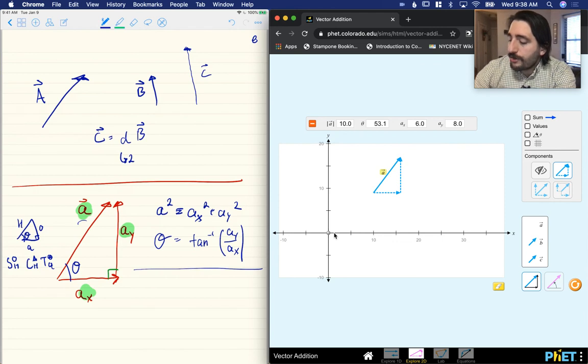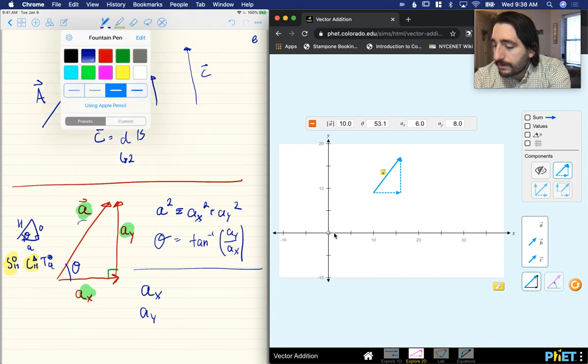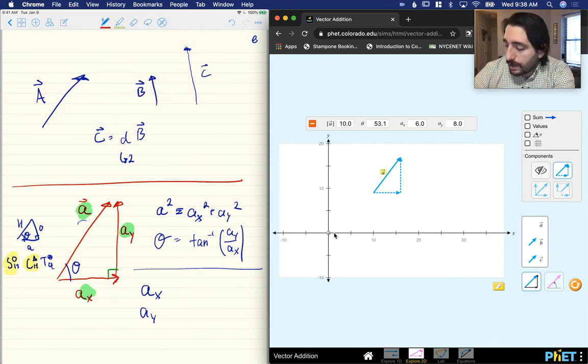We can also go the other direction and say, what is A sub x and what is A sub y based off of the original vector A and the angle that it makes? And to do that, we're just going to use our other two trig identities. In order to figure out the x component, I'm going to take the original vector A and multiply it by cosine of the angle, because the x component is the adjacent side. And the y is the opposite side of the triangle, and so I'm going to use A times the sine of the angle.